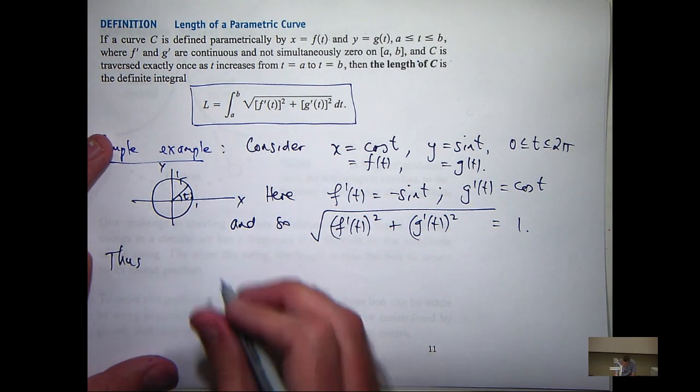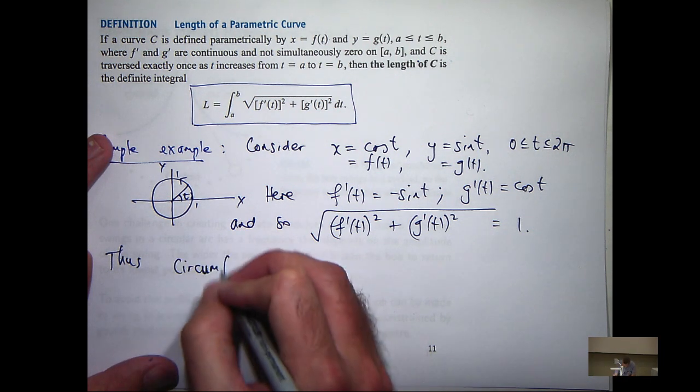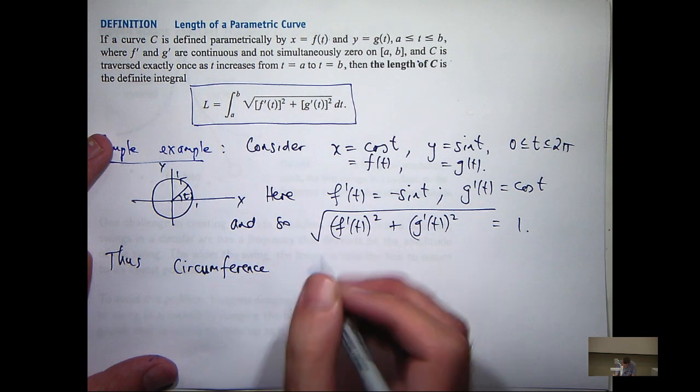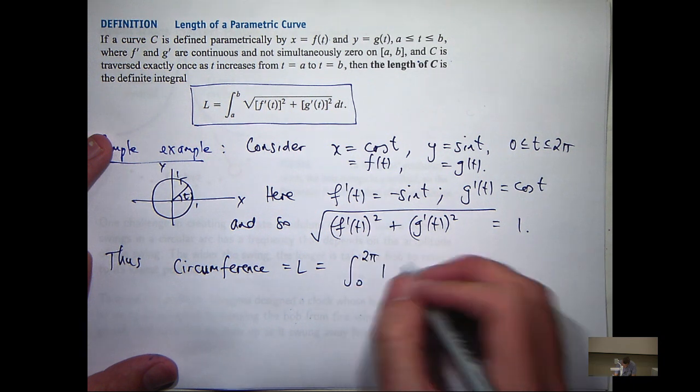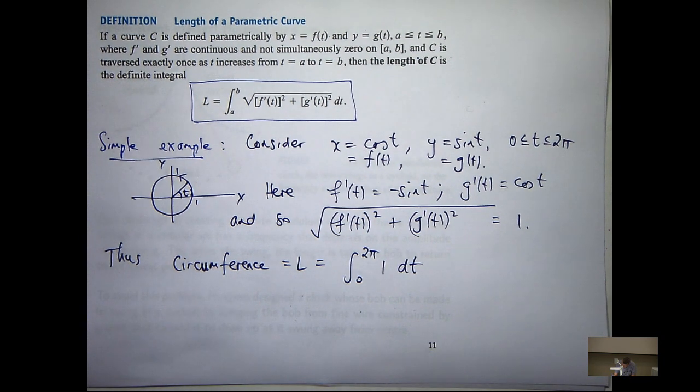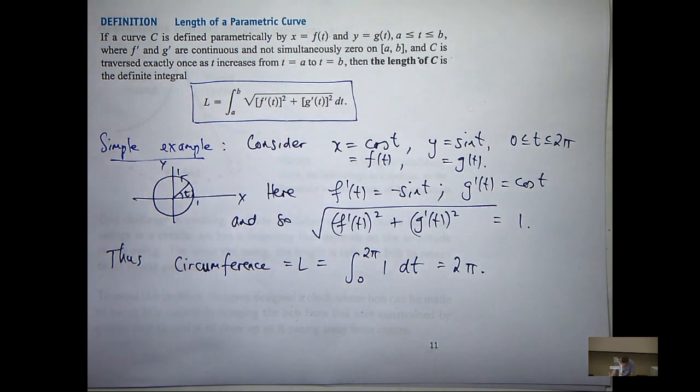So the circumference is just 2 pi, right? That's real simple, real simple. You'll look at much more complicated parametric forms next year or at some point. Let's get on to something slightly more practical.